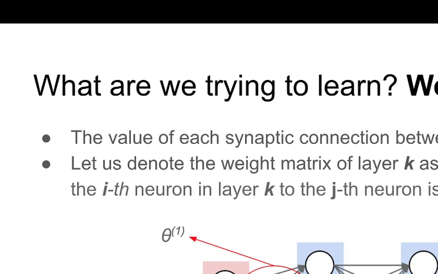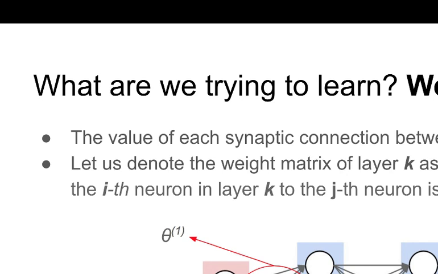So just for some syntactical purposes, let's denote the weight matrix of layer k. So we'll call this layer k. That'll be layer 1, right? This will be layer 1. Let's call that theta k. And then the weight connecting the ith neuron in layer k to the jth neuron in layer k plus 1 is theta ij k, right? Does that make sense with everyone?